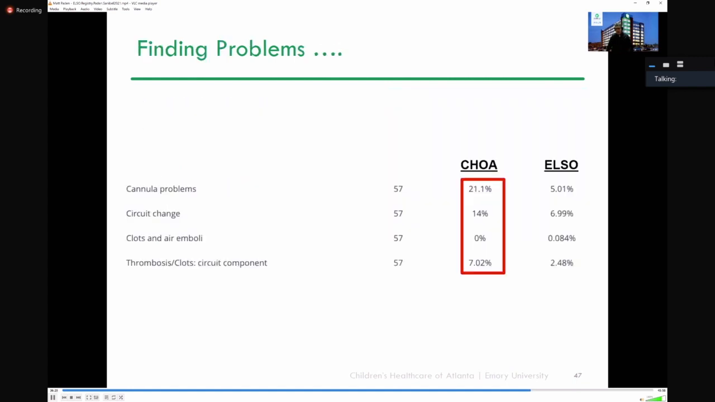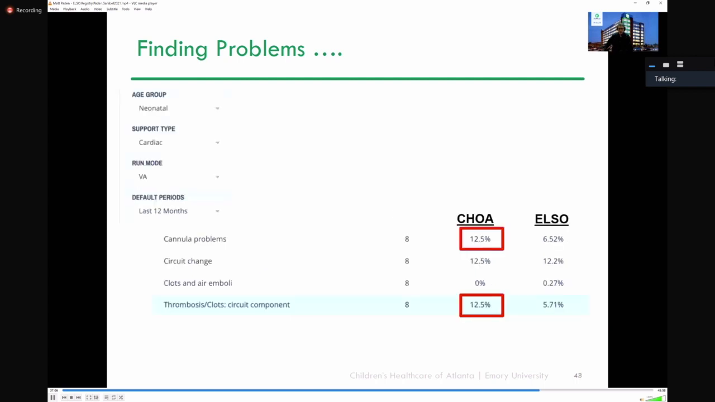And so the first thing is using that Explorer to be able to find problems. For example, when we looked at our complications, we had cannula problems here, and we found a whole group of them which seemed to be worse than the ELSO average. So cannula problems at about 21% compared to ELSO at about 5%. Again, about double the rate of circuit changes and about triple the risk of thrombosis and clots in circuits. We were about the same for air emboli. But again, this makes you at least say, okay, these seem to be real outliers.